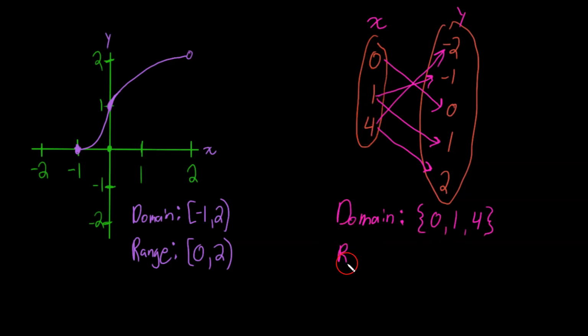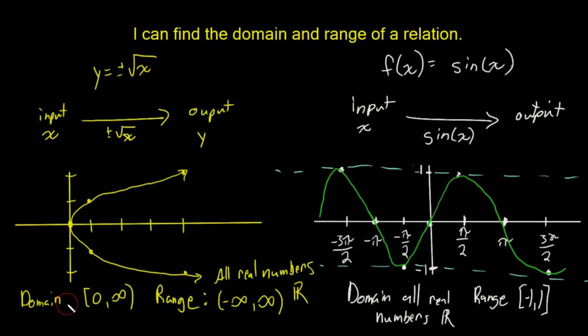And our range would be, well, we got -2, -1, 0, 1, and 2. So pretty easy from an input-output mapping. It'd be -2, -1, 0, 1, and 2 would be our range. I hope by now you can say, I can find the domain and range of a relation.